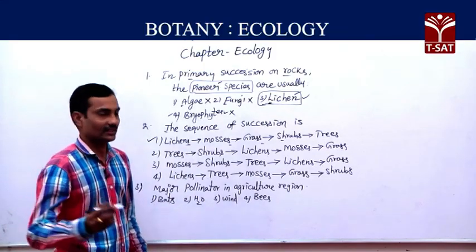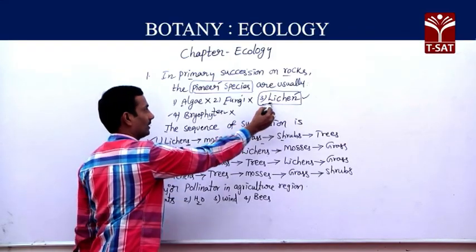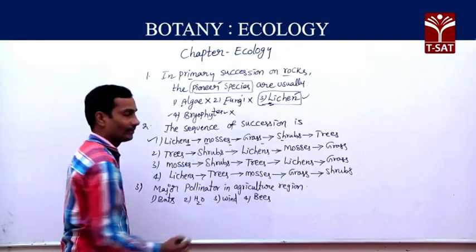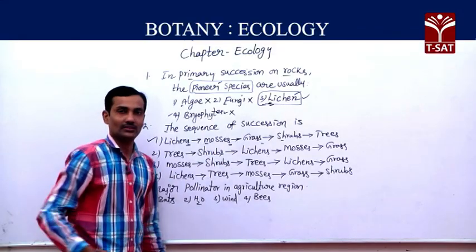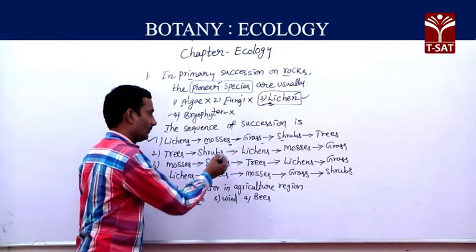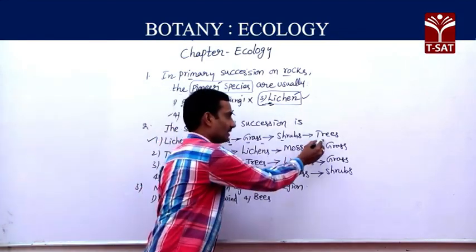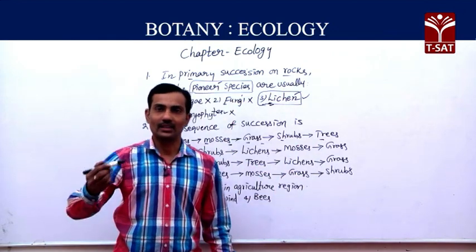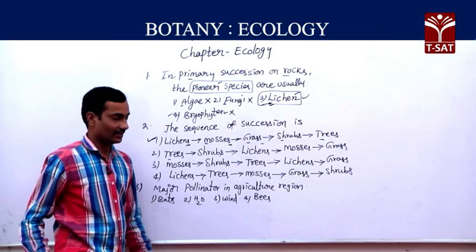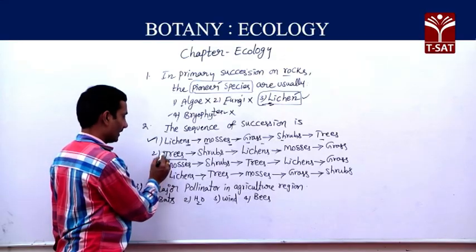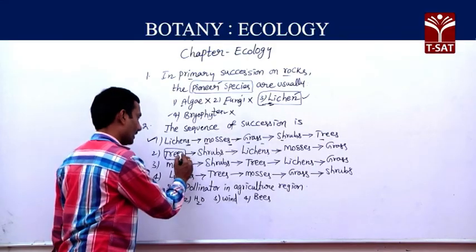Usually in primary succession, first lichens will start, as we have already studied. Lichens help the development of the next plant community, that is mosses. Mosses usually belong to bryophytes. Then grass plants, shrubs. Finally, it helps the appearance of the climax community, trees. So the first option is correct. We'll see why the second option is wrong: it starts with trees. Usually trees we can find at the climax stage, not at the beginning.